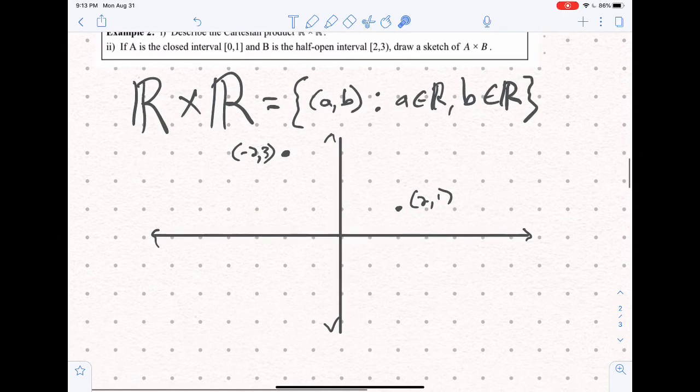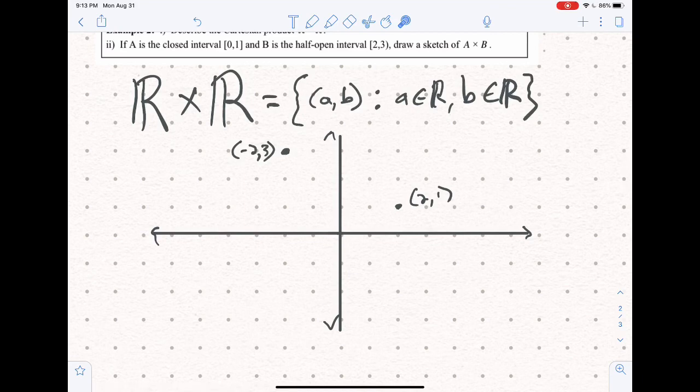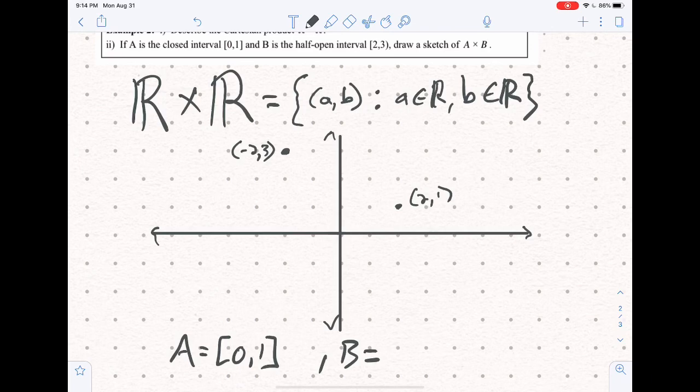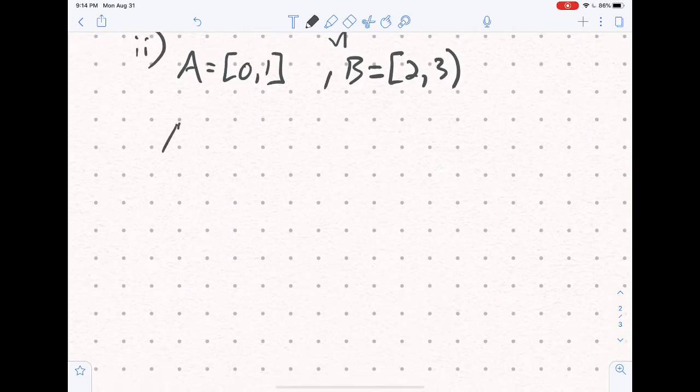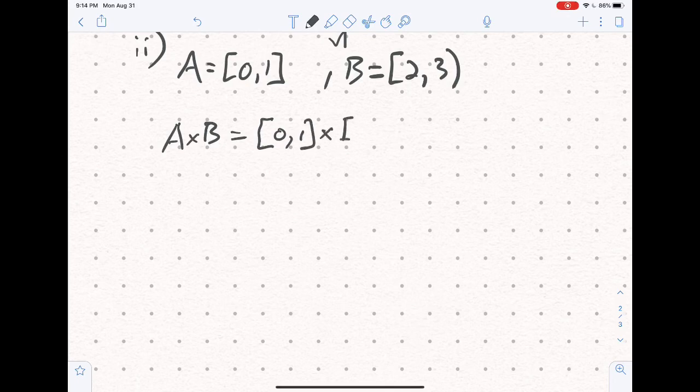So I just want to talk about this product. I'm going to write it as a product first, and then we're going to try and see what it looks like as a picture. So first, let's talk about the product. A is equal to [0, 1], B is equal to [2, 3), and this is part 2 of this question. All right. So if we want to know what is A times B, well, since we have notation for these sets, we can just use that. A is the interval [0, 1], and that's times B, which is the interval [2, 3). And what is that equal to?